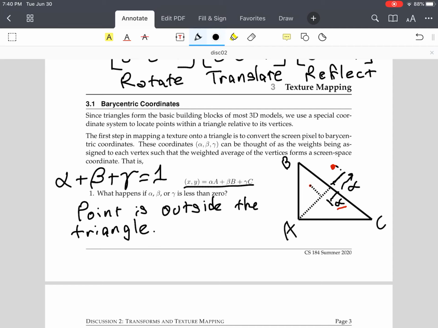Okay. However, as long as this equation still holds, alpha plus beta plus gamma equals 1, it's still going to be in the same plane as this triangle. Okay, so if any of them are less than 0, it's outside, but as long as this constraint holds, they're still on the same plane. So just keep that in mind.